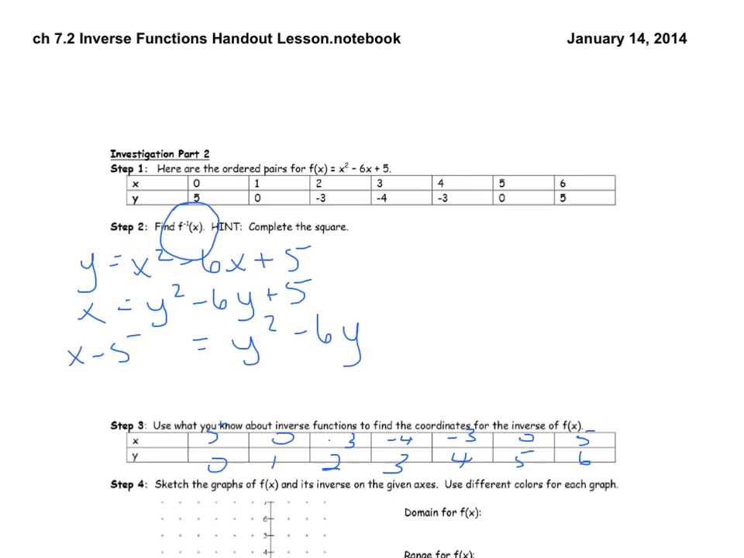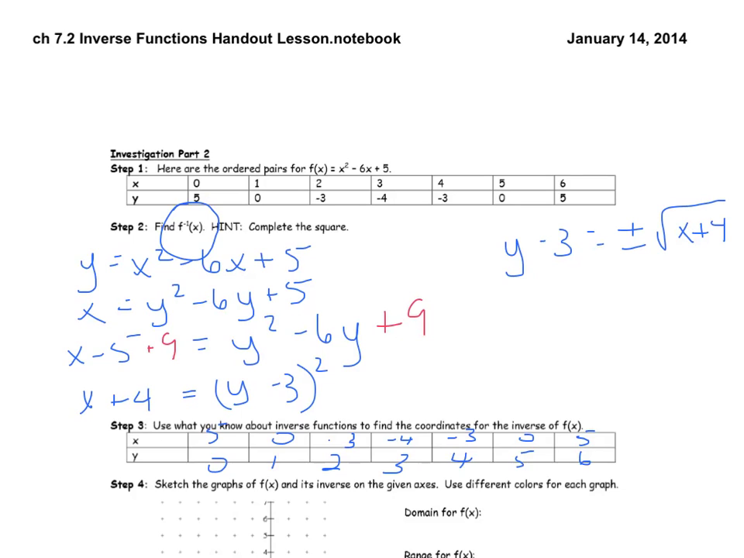And then note that what I really need to complete the square over here is a +9, so I'm going to do the +9 here. So now I have x plus 4 equals y minus 3, that quantity squared, which tells me that if I take the square root of both sides, y minus 3 equals plus or minus the square root of x plus 4, and then solving for y, I get 3 plus or minus the square root of x plus 4, which should tie in with the points that you have down here. Although we're going to talk about domain, it's going to be a little bit tricky there.